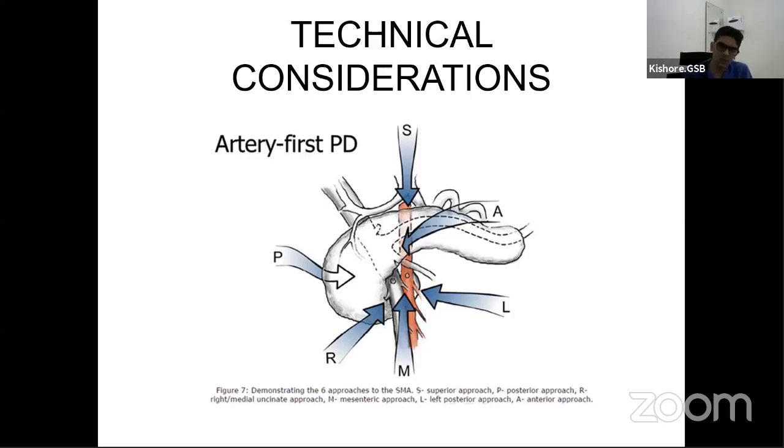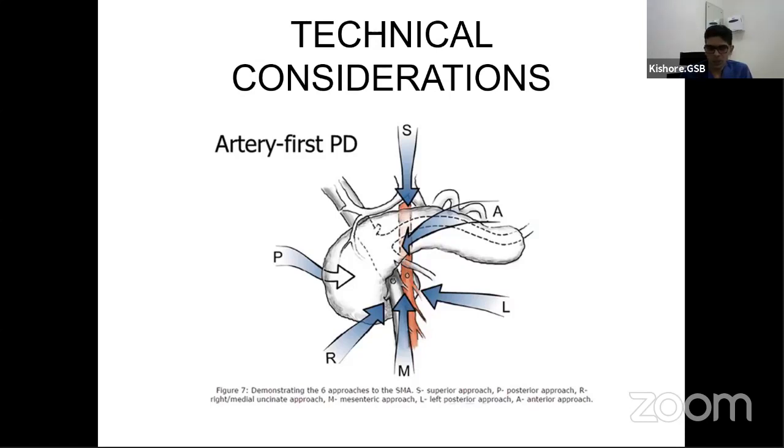So in this instance, if you do a posterior approach, you can actually identify the origin of the SMA and trace it downwards towards the tumor. And then you can say, without doing too many irreversible steps like transecting the pancreas or dissecting too much, not transecting the jejunum. Some of the other approaches, the medial approaches, actually entail division of the jejunum. Anterior approach entails division of the pancreas. So I think a posterior approach may be specifically useful if you've given neoadjuvant therapy and you have a doubt about the borderline resectability, whether it's resectable or not.